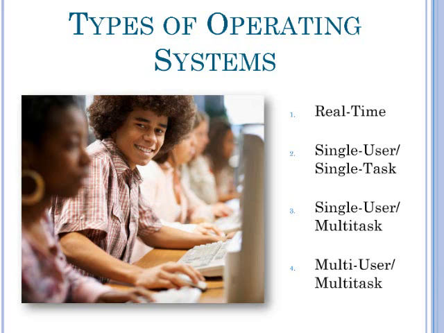A single-user multitask OS lets a single user do more than one thing at a time, and this is the kind of operating system you're using now. If you have a printer, you could be printing and typing another assignment at the same time. Think of it as having a 6-burner stove, but you're the only cook.